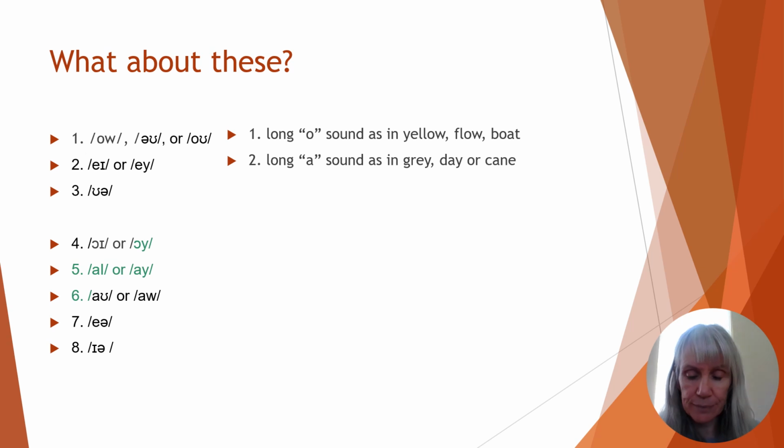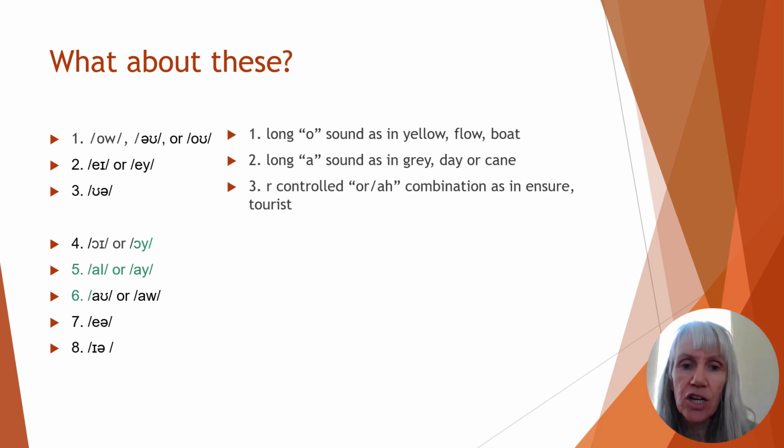What about the next one? That's an R-controlled or sound. So we get a combination here. We have an R-controlled or and an ah together as in inshore, or tourist. So it's a little variation of those two phonemes.